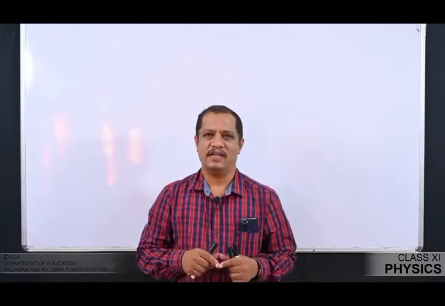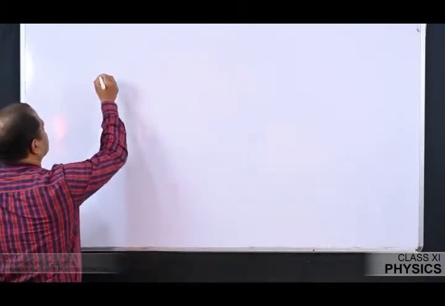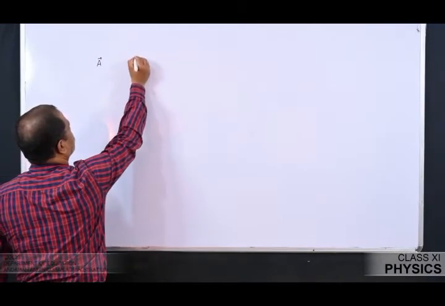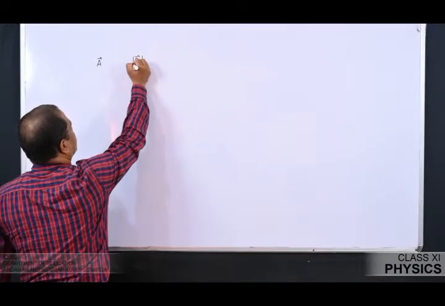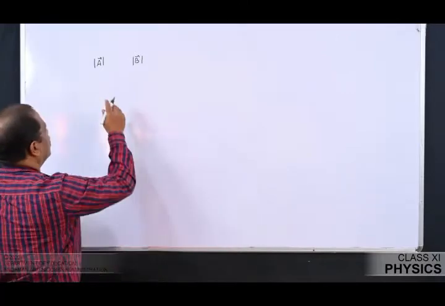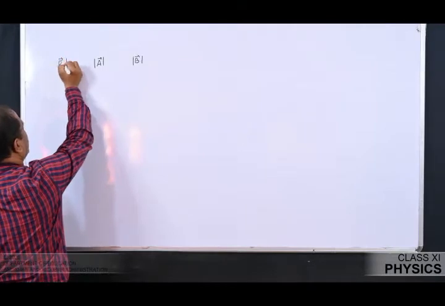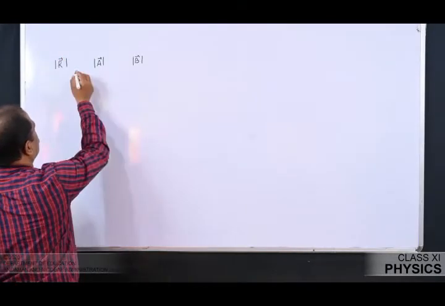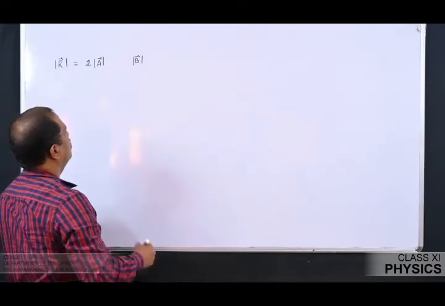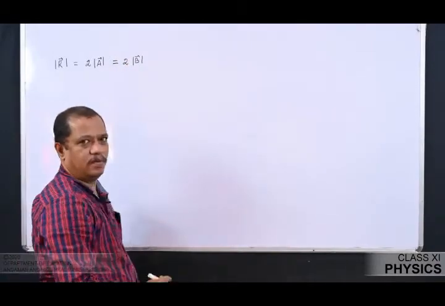The very first problem says that I have two vectors, say vector A and vector B. And if I write like this, these are magnitudes, so magnitudes of vector A and B. I am going to add these two vectors and I am getting the resultant vector and the magnitude of the resultant vector. So the question is, the magnitude of the resultant vector is twice the magnitude of A, which in turn again is equal to twice the magnitude of B.